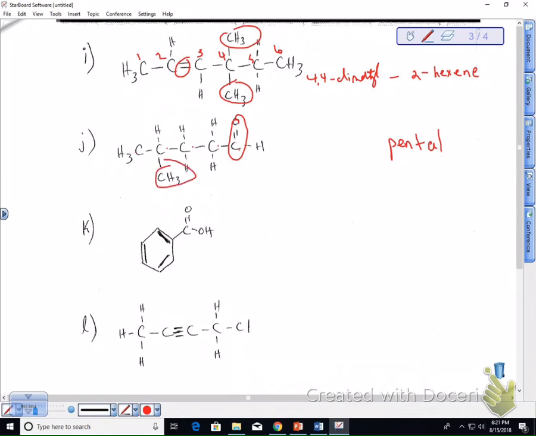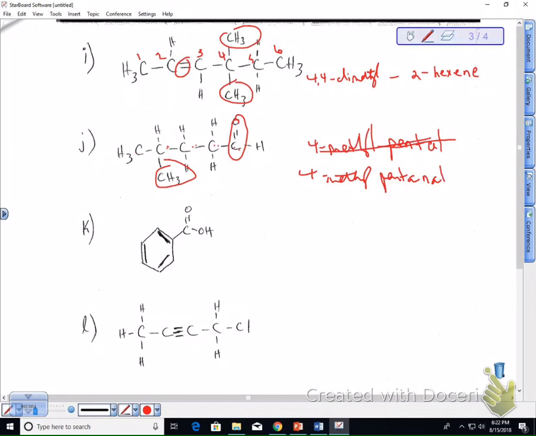with one substituted group on carbon 1, 2, 3, 4. So this is going to be 4-methyl pentanal. And boy, did I misspell pentanal. Let's try that again. 4-methyl pentanal. That's much better.